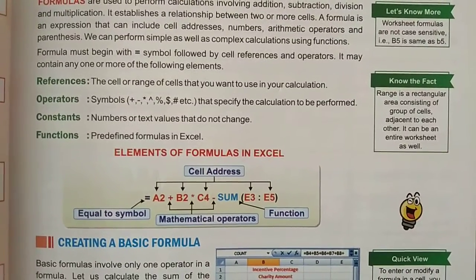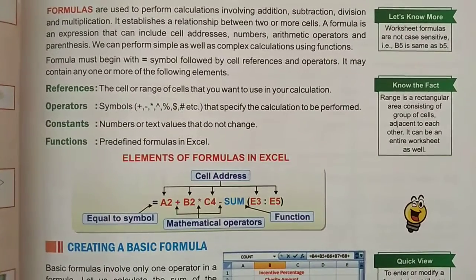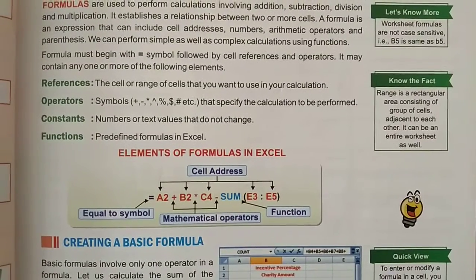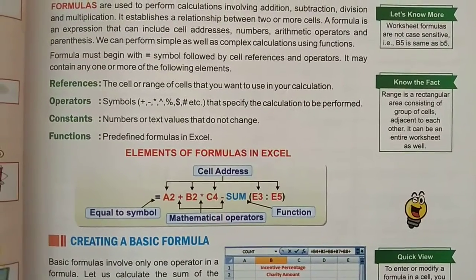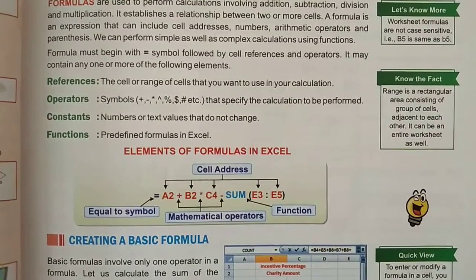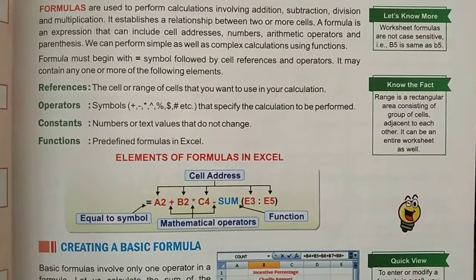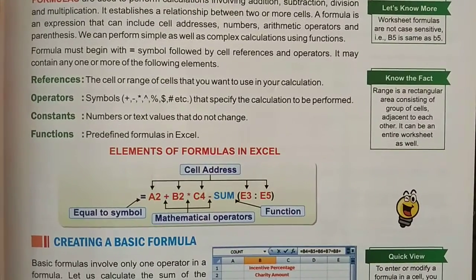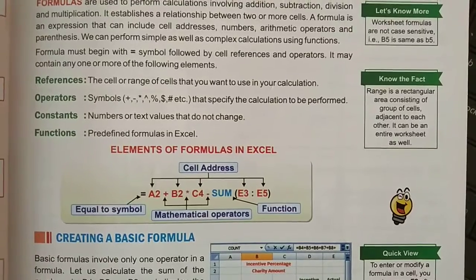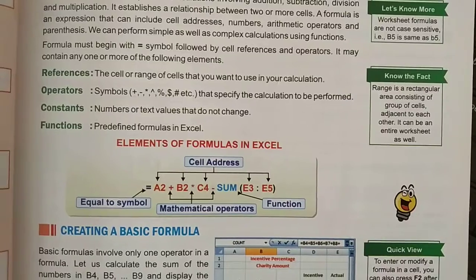So class, your formula must begin with an equal to symbol, followed by cell references and the operators. Here operators means different signs like multiplication, division, etc. It may contain any one or more of the following elements: references, operators, constants and functions. First of all, we can discuss references. The cell or a range of cells that you want to use in calculations is called a reference.